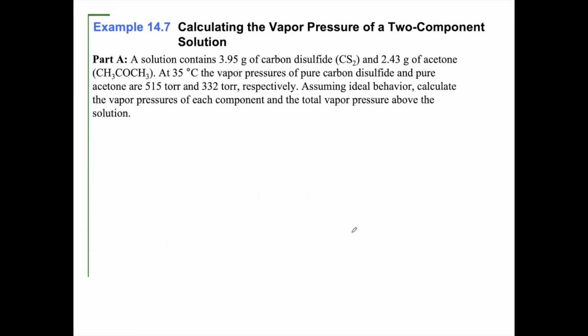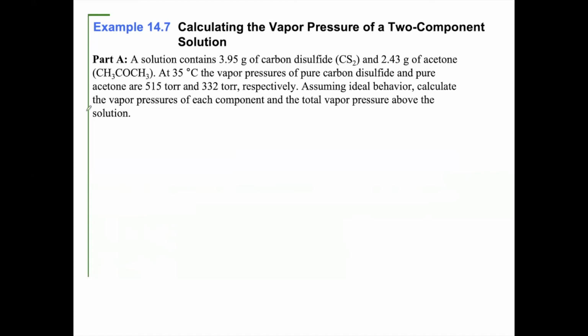So for this first example, a solution contains 3.95 grams of carbon disulfide and 2.43 grams of acetone. At 35 degrees Celsius, the vapor pressures of pure carbon disulfide and pure acetone are 515 torr and 332 torr. Assuming ideal behavior, calculate the vapor pressures of each component and the total vapor pressure of the solution.